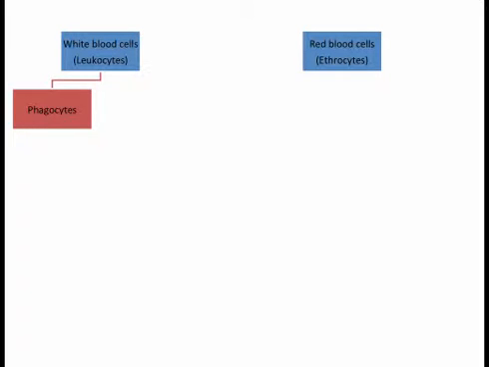Let's start by looking at the components of the blood. We have two main types of blood cells. You've got white blood cells and red blood cells. There are many different types of white blood cells, but at IGCSE level, you'll need about two: phagocytes and lymphocytes.